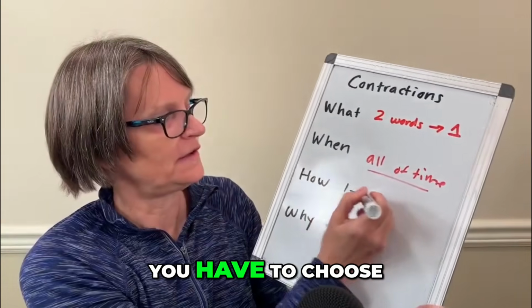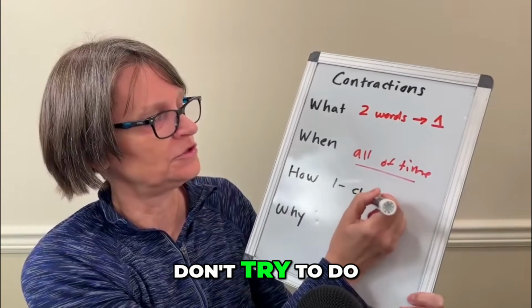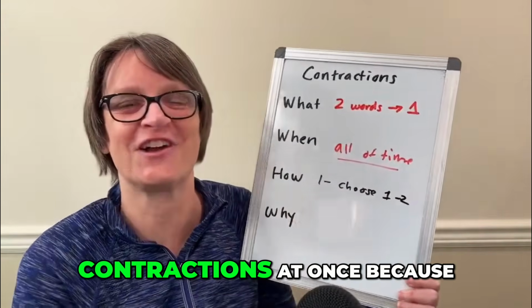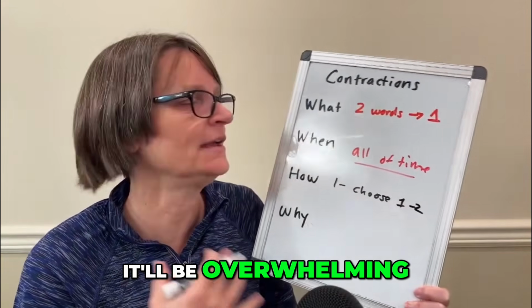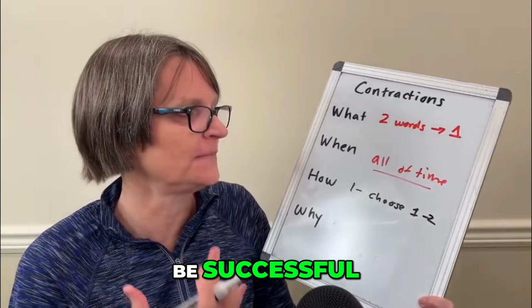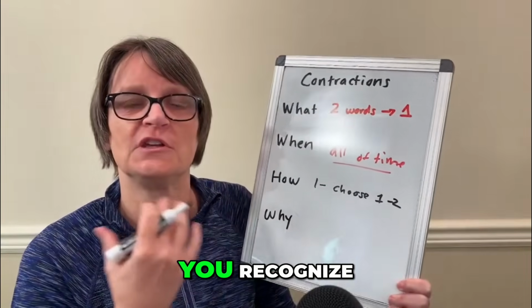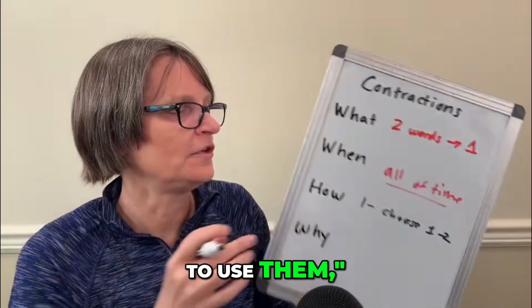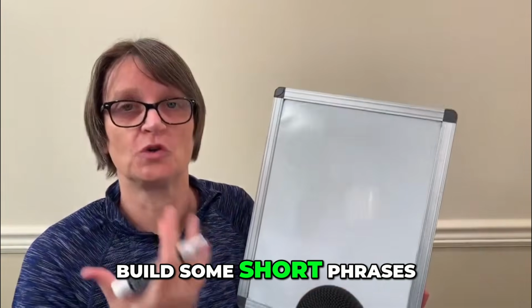Number one, you have to choose one or two. Don't try to do that whole chart of contractions at once, because it'll be overwhelming. You'll have difficulty implementing it. It'll be unlikely to be successful. But once you've chosen one or two that you recognize, okay, I don't use these, I want to start trying to use them, you can build some short phrases with them.